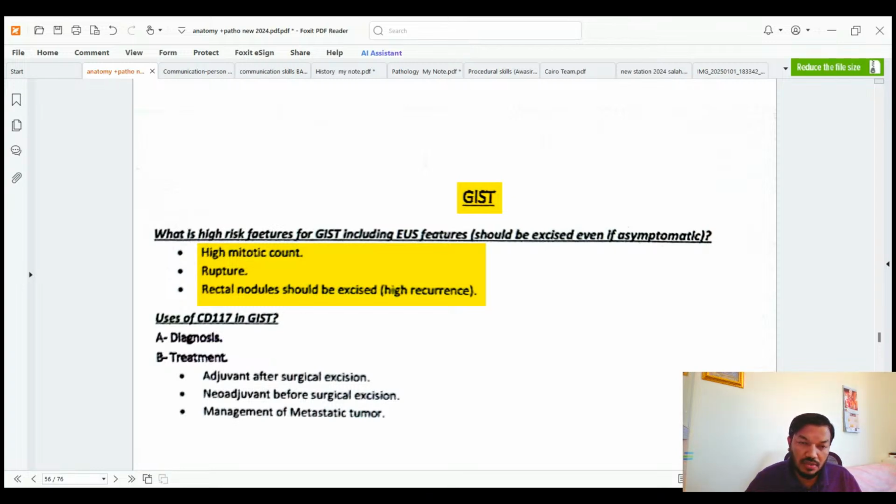Use of CD117 in GIST for diagnosis and treatment: adjuvant after surgical excision, neoadjuvant before surgical excision, and management of metastatic tumor.